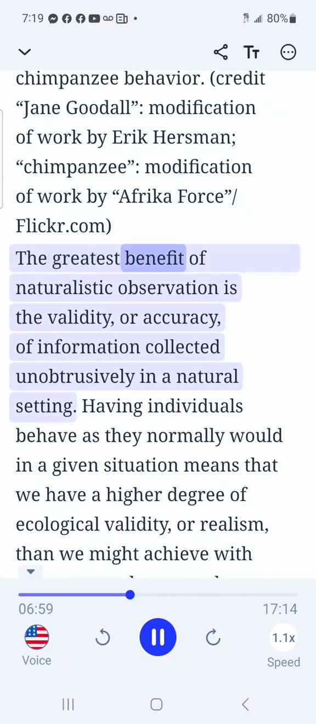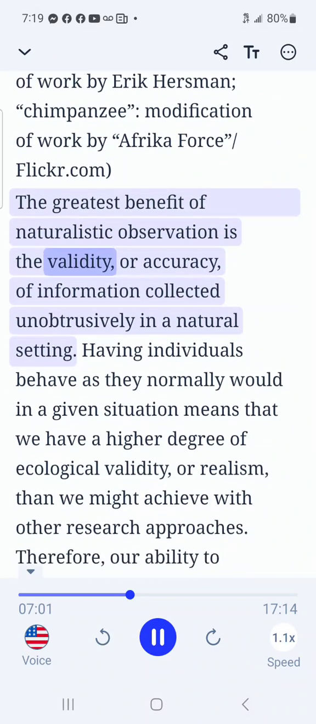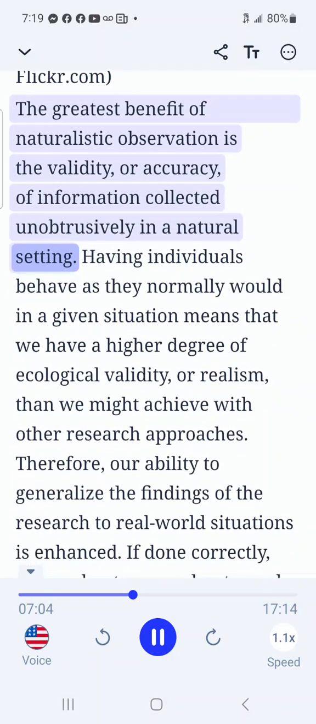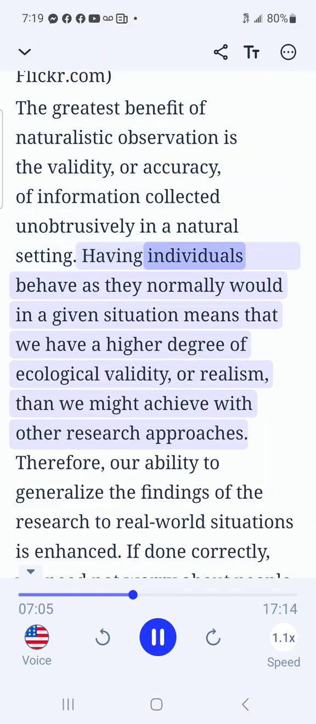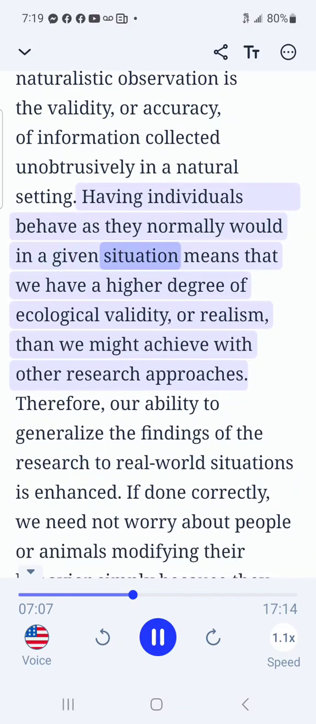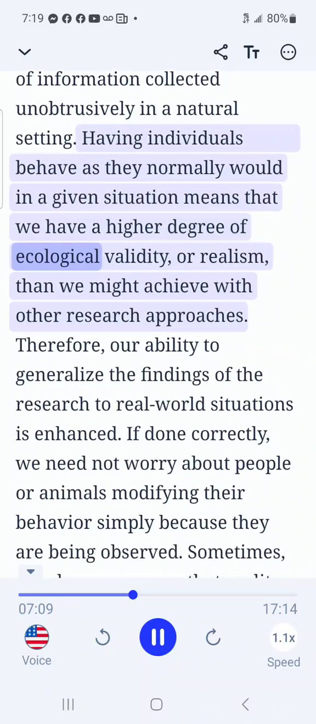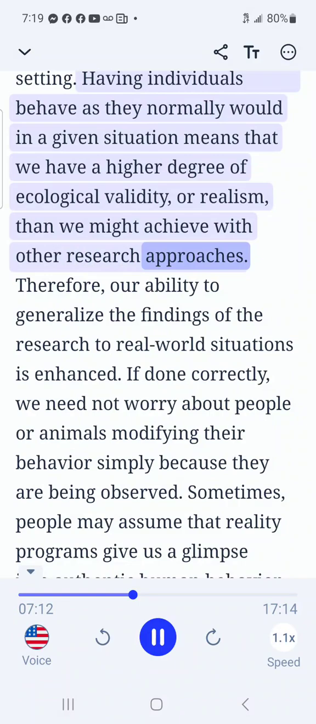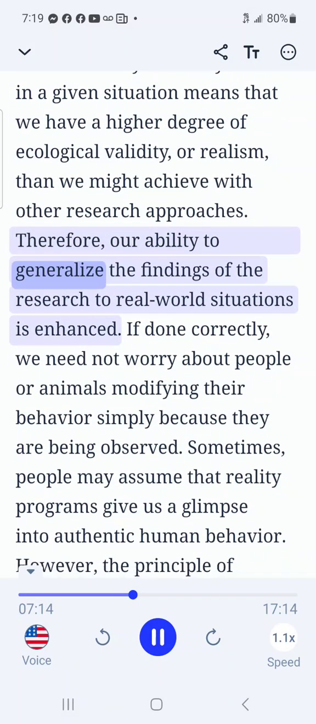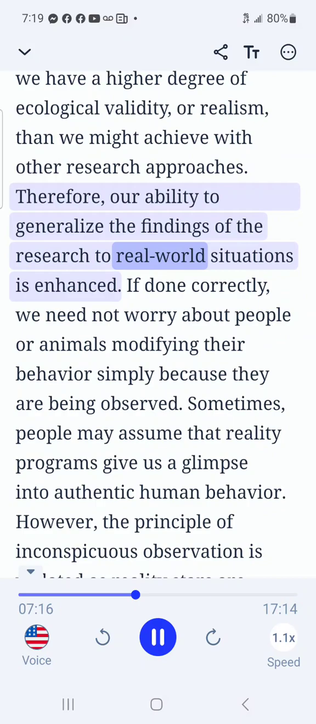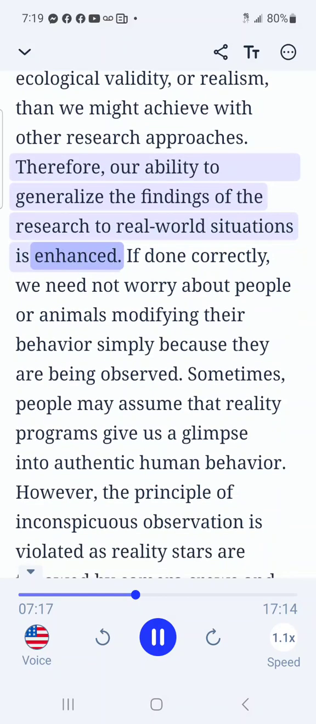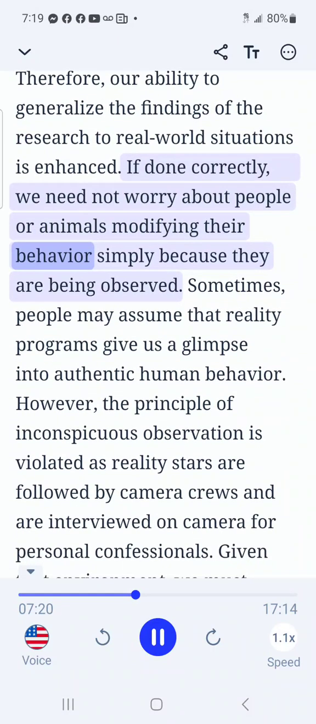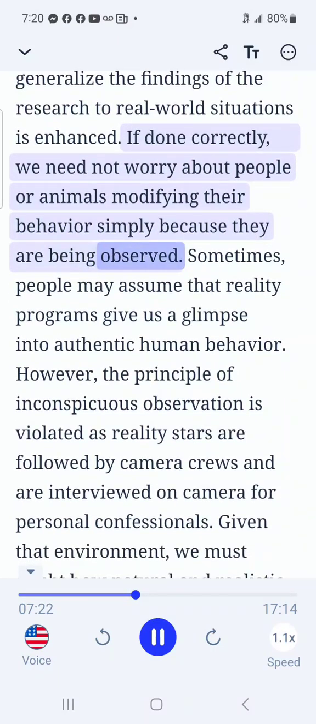The greatest benefit of naturalistic observation is the validity, or accuracy, of information collected unobtrusively in a natural setting. Having individuals behave as they normally would in a given situation means that we have a higher degree of ecological validity, or realism, than we might achieve with other research approaches. Therefore, our ability to generalize the findings of the research to real-world situations is enhanced. If done correctly, we need not worry about people or animals modifying their behavior simply because they are being observed.